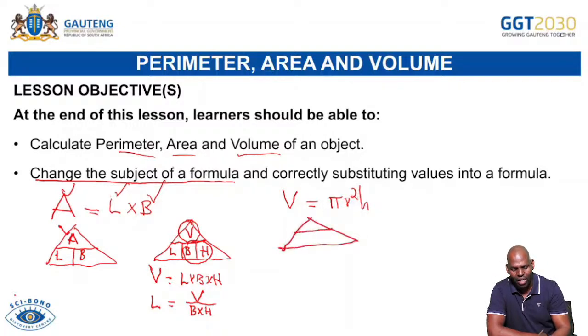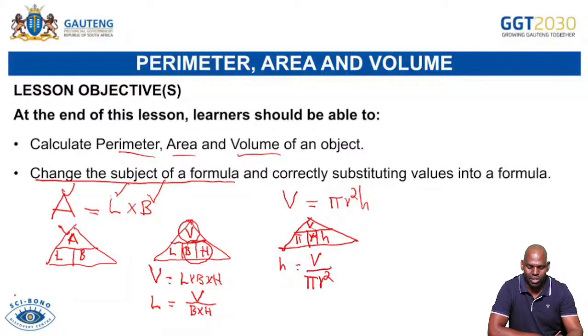So with a triangle, at the bottom there, I've got pi r squared, and then I've got h. There I've got V. If I have to calculate height, then I'm going to say height equals V on top, and I'm left with pi r squared at the bottom. So that means in order to calculate the height, I have to take the volume and divide it by pi r squared.